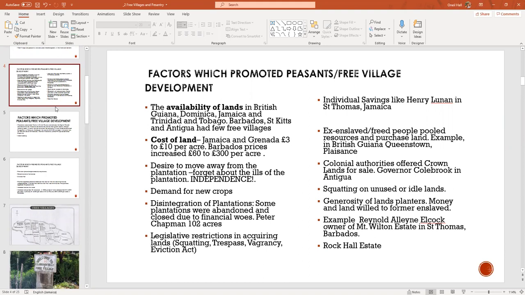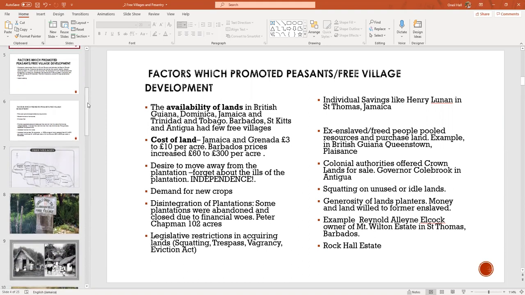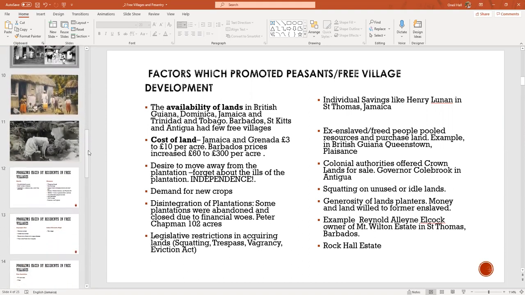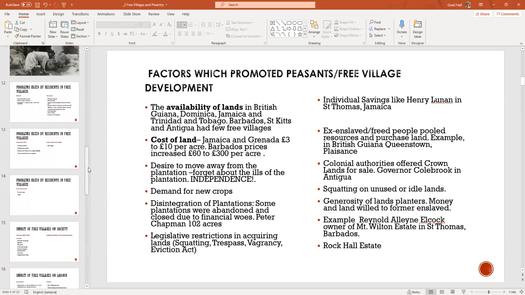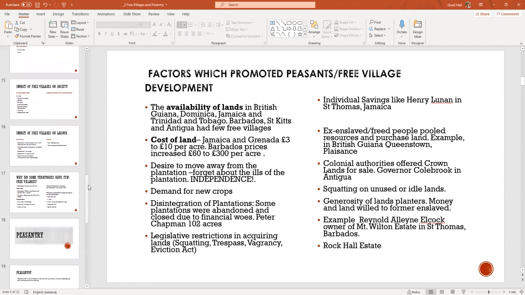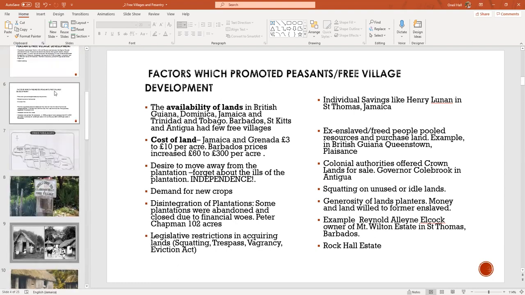So these people were generous enough to say, okay, we see that you need help. So they purchased the free villages and helped them to establish schools and churches. And Moses Baker is also another person. So James Philippo, Thomas Burchell, and Moses Baker are three Baptist missionaries who helped to develop free villages.